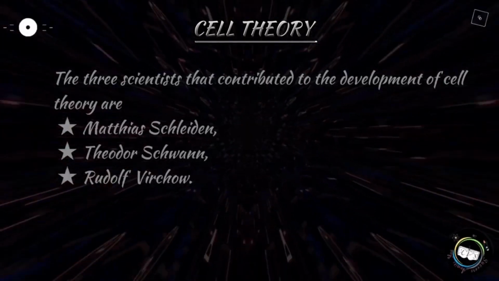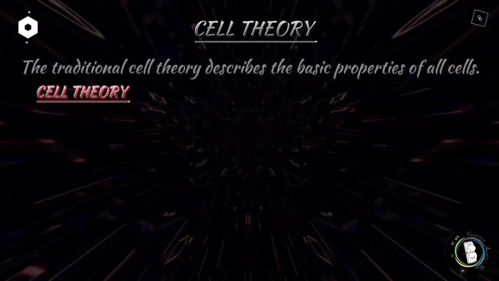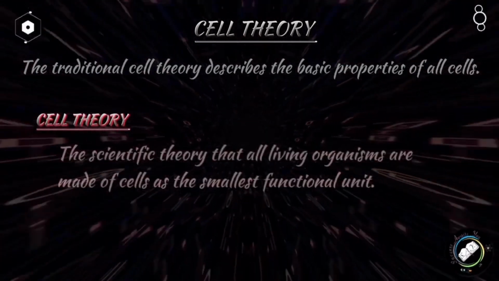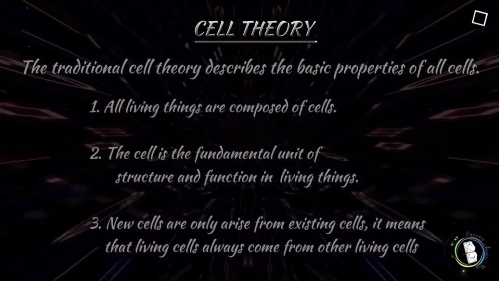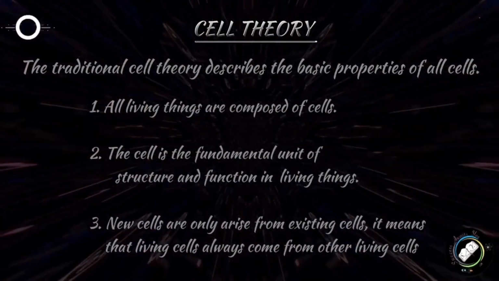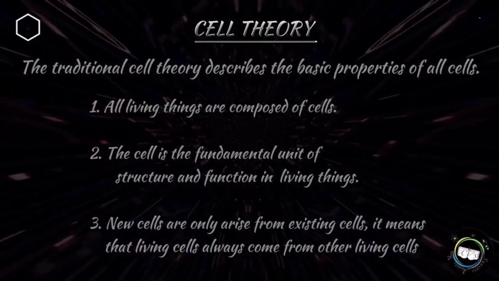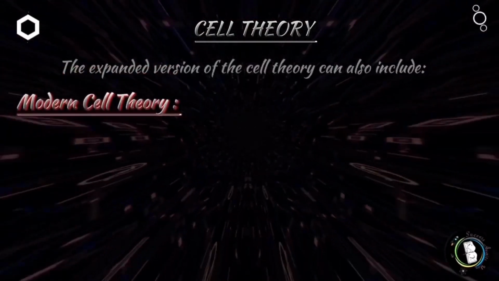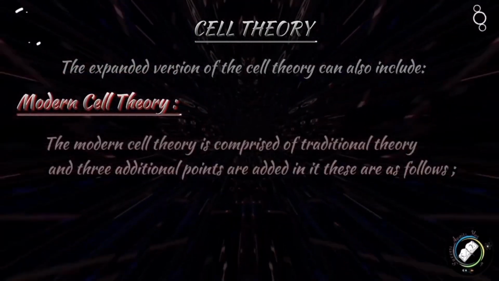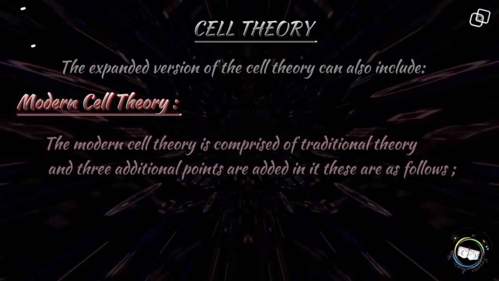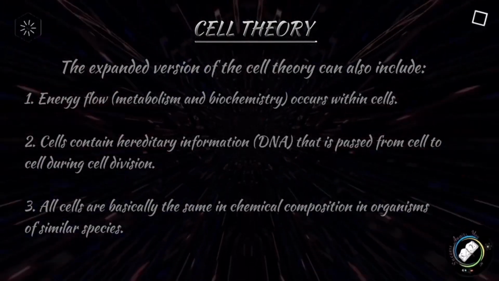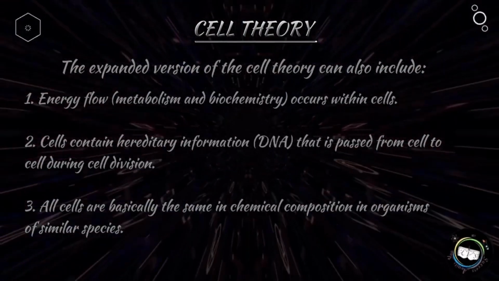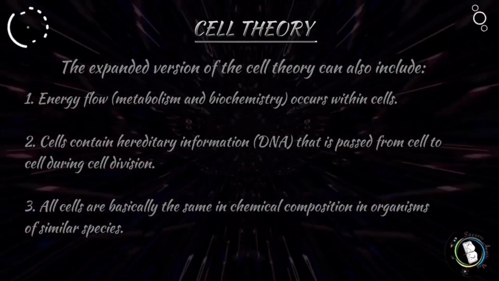The cell theory is one of the fundamental theories of biology. This original theory was proposed by Schleiden and Schwann in 1838, which states that all living things are made up of cells and arise from pre-existing cells. Later on, the original theory was expanded by scientists, and it was named the modern cell theory, which states that energy flow occurs within cells.